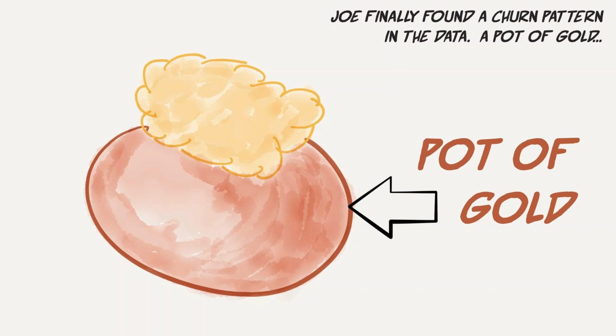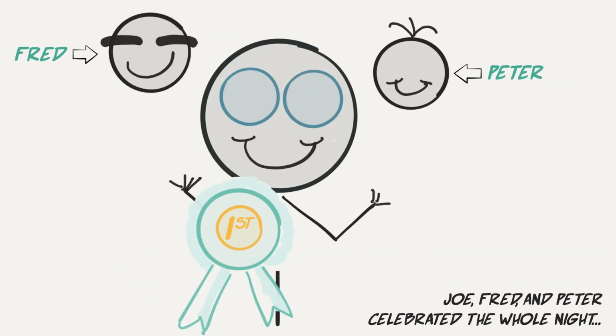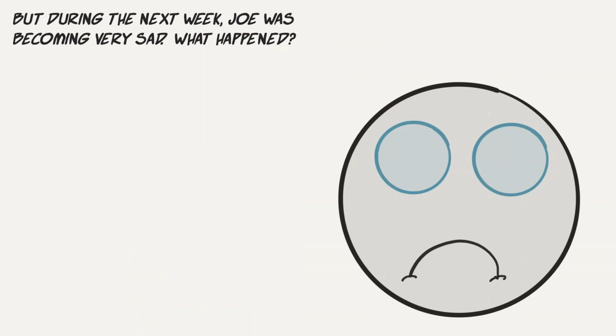So this pot of gold is important for Joe, and not just for Joe, also for his fellow data scientist colleagues, Fred and Peter. So Fred and Peter are totally excited. They congratulate Joe. He gets the first prize as the best data scientist ever. The three of them are celebrating the whole night. Everybody's happy. But about a week later, something happened. A week later, Joe suddenly became very sad.